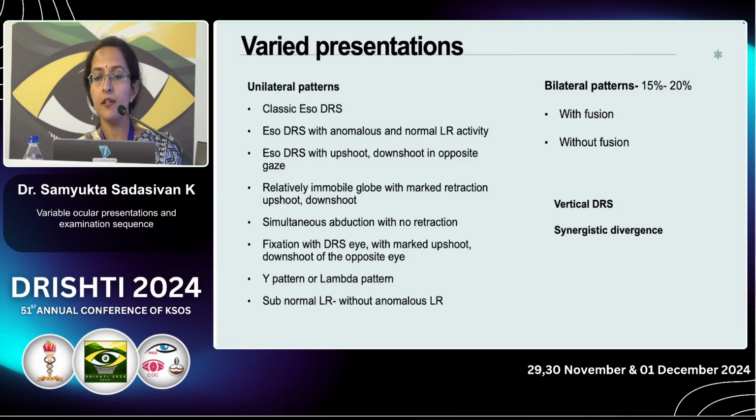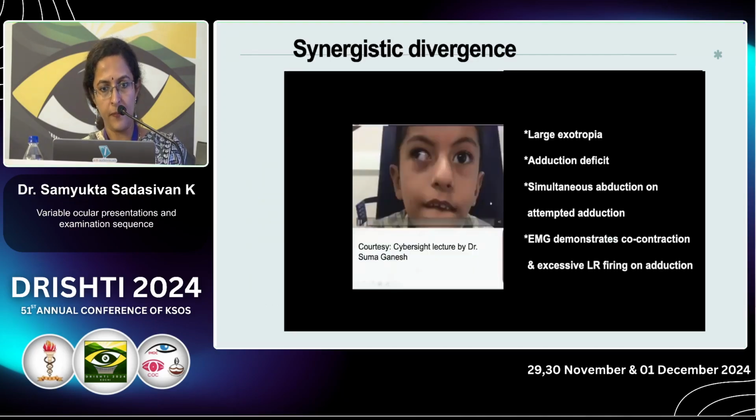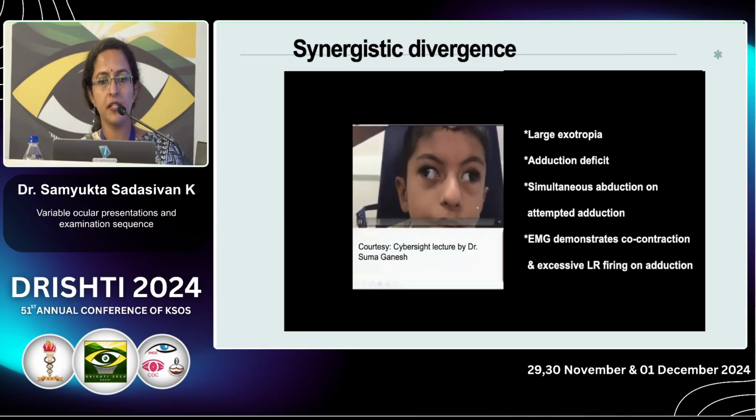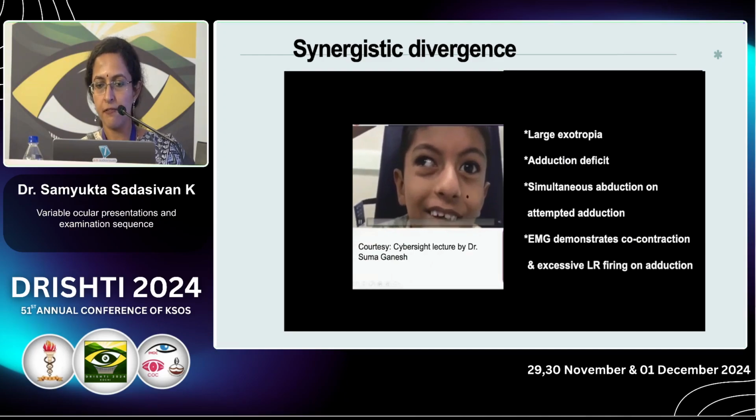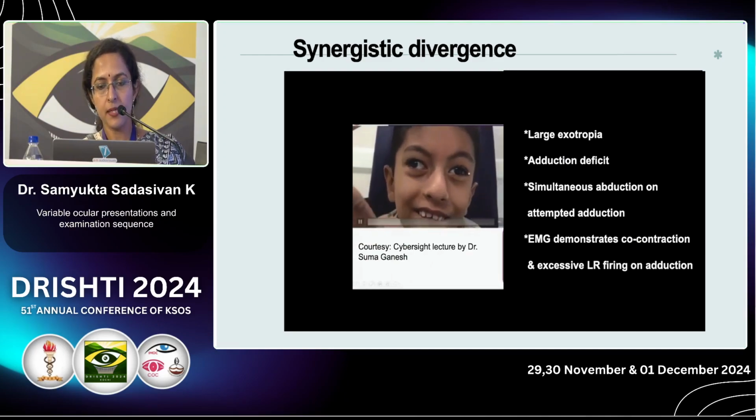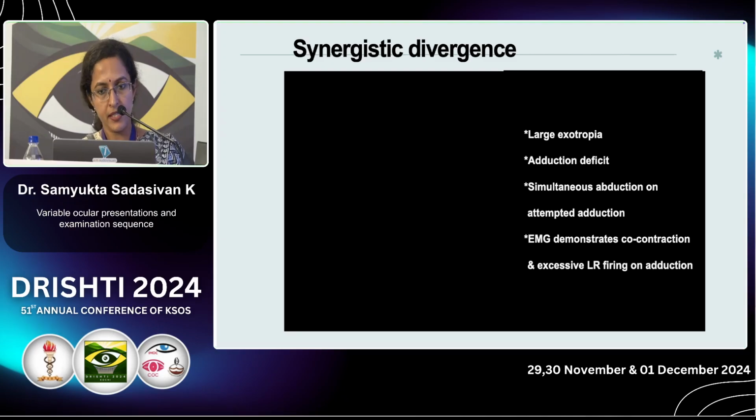Now, bilateral patterns are seen in 15% to 20% of DRS cases. They can have fusion, may not have fusion also. Rare varieties include vertical DRS and synergistic divergence as well. Now, this is a case of synergistic divergence where you see large exotropia with gross adduction deficit, and as soon as the patient is attempting adduction, there is a simultaneous abduction.